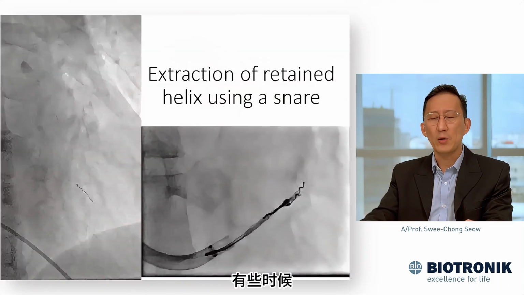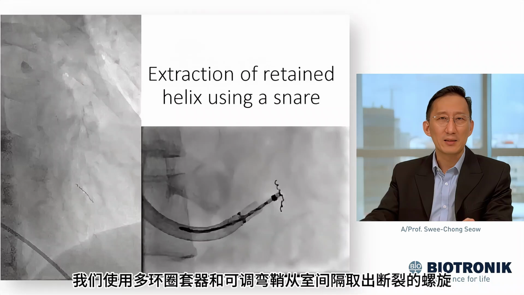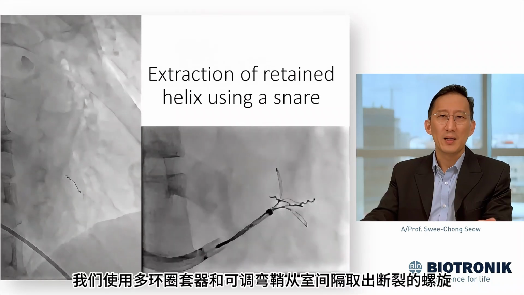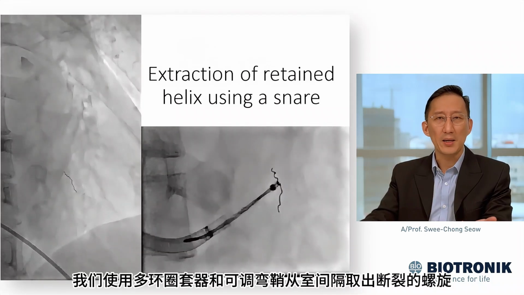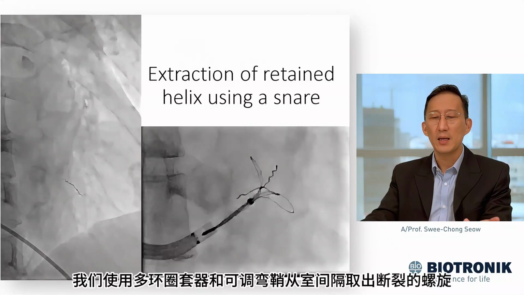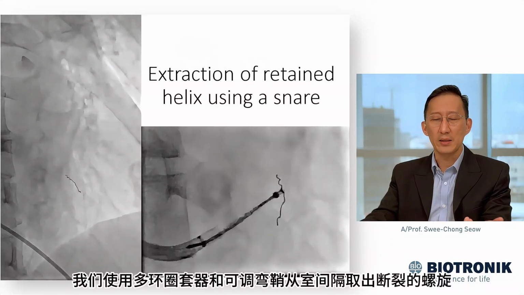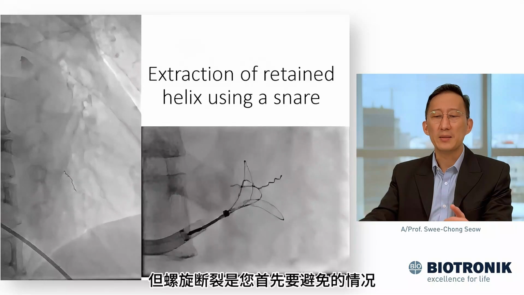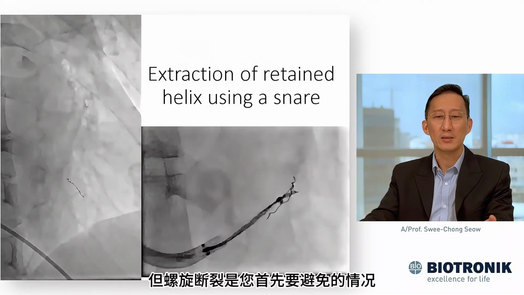There are other times when we've managed to extract the broken helix from the myocardium, from the ventricular septum, by using a multi-loop snare and a deflectable sheath. But this is something that we want to try and avoid in the first place.